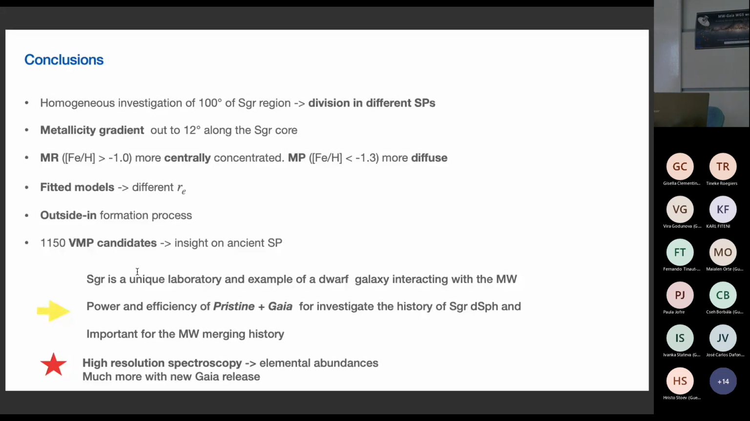But actually, we tested this analysis using, for example, -1.5 or -0.8, and we did find more or less always the same trend of the increase of metal rich stars moving along the footprint.